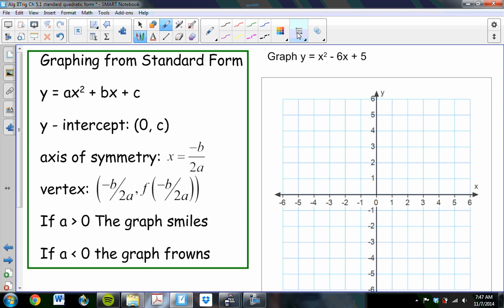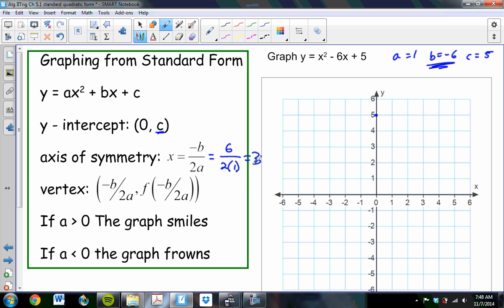I'm going to graph the equation y equals x squared minus 6x plus 5. And my a value is 1, my b value is negative 6, my c value is 5. First thing I'm going to do is find the y-intercept, which is at the point (0, c), which in this case is going to be (0, 5). That's my y-intercept. Then I'm going to find the axis of symmetry, so I do x equals negative b over 2a. Well, in this case, negative b is negative 6, so negative b is positive 6. 2 times a would be 2 times 1, and I come out with a 3.